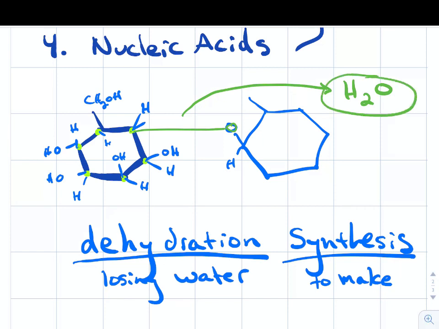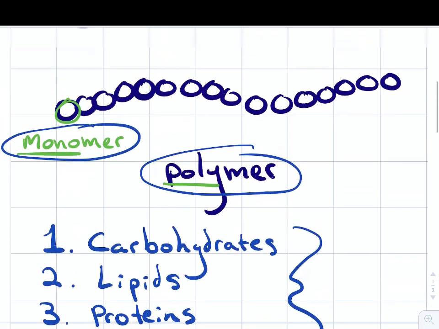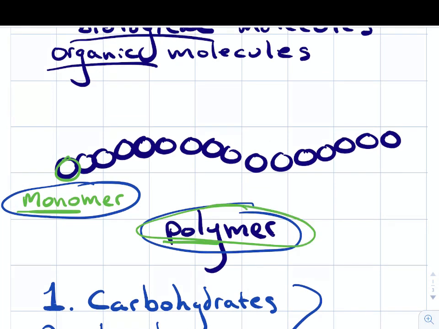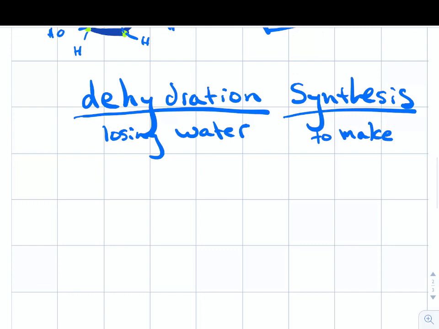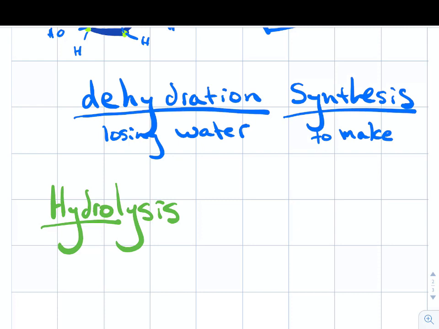Well, in this process, you're linking two monomers together, and we're building a larger structure. We're building a polymer from our monomers. This is what's going to happen to build a polymer from each one of these types of macromolecules. The inverse of this is going to be known as hydrolysis. And again, we see this prefix hydro refers to water, and lysis, specifically in regard to biology, means to break. So what are we doing? We're using water to break a molecule.